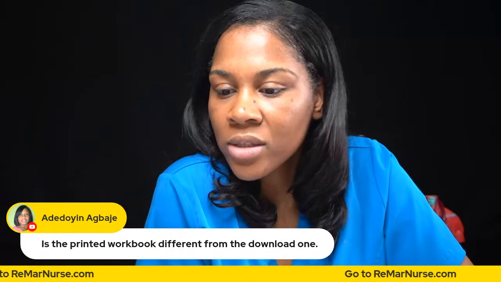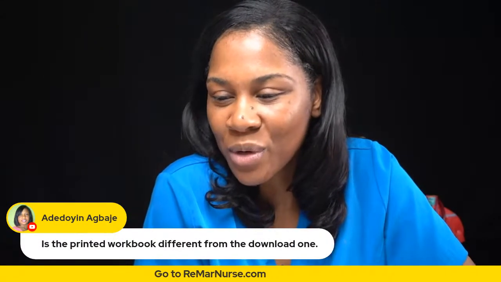The printed workbook is a little bit different from the downloadable workbook. It is a little bit different. Somebody said, print the workbook, you will see.